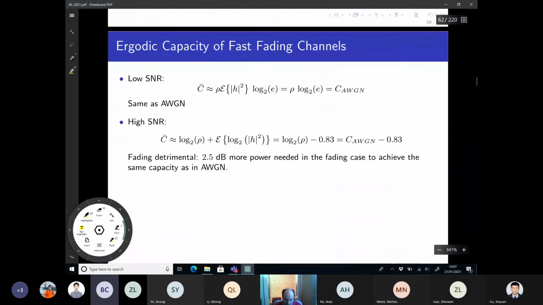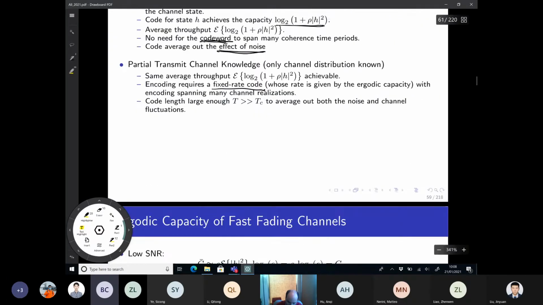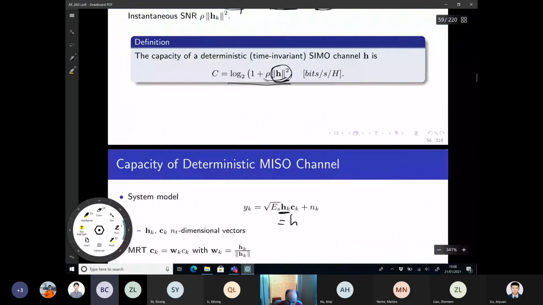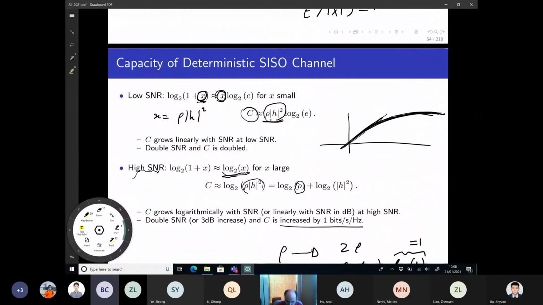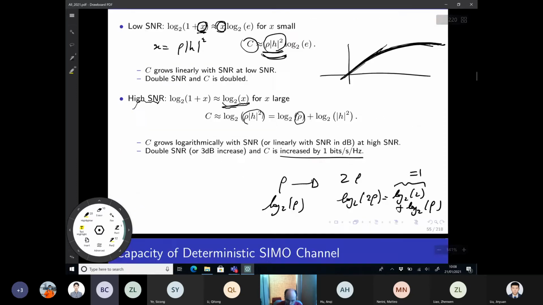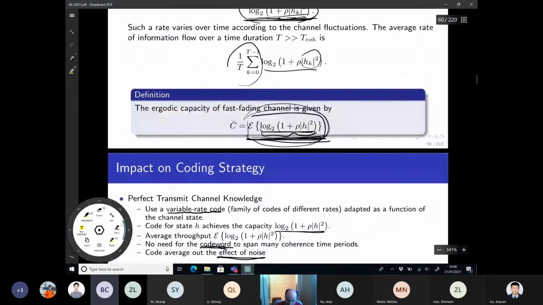Right, so same as what we did before, you can then look at low SNR and high SNR by taking the expectation here. At low SNR, what you can show is that we had this quantity here. Right, if I take an expectation of this, I'm going to have the expectation of that. The expectation of the channel gain here is equal to 1. So I'm going to have simply rho multiplied by log 2e. Right, so that's what happens.